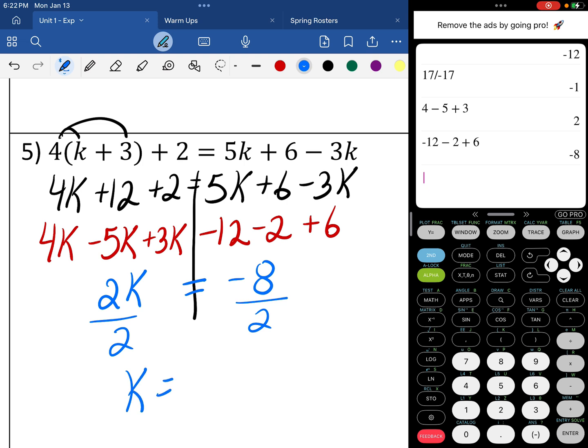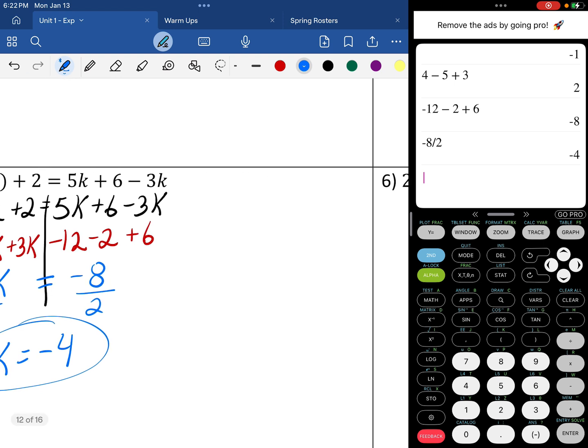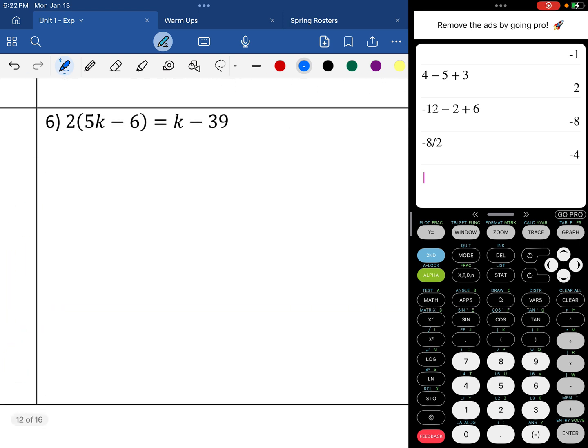K equals negative 4. If you don't believe me, here it is. Negative 8 divided by 2, negative 4. So that had a lot going on, but we just took our time with it. We got it figured out. Last one, number 6. I'm going to give you guys a second. I'm going to let you solve it.